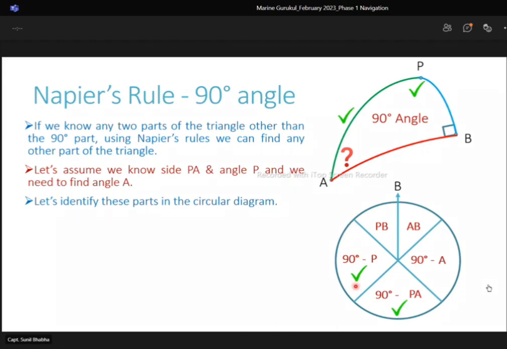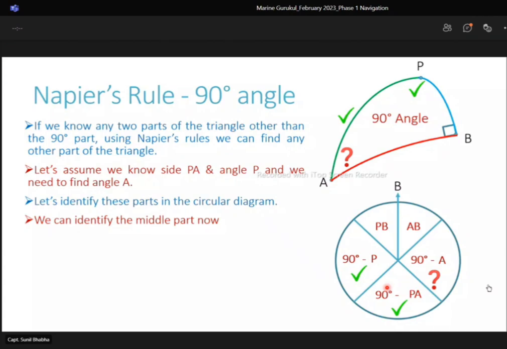Now the part which we want to find out is angle A of the triangle. And in the cartwheel, you see this part is the one which is having the angle A. So you see a question mark coming up here, signifying that this is the part which needs to be found out. So we have identified the three parts in the cartwheel. Now out of these three parts, one of the parts has to be signified as the middle part.